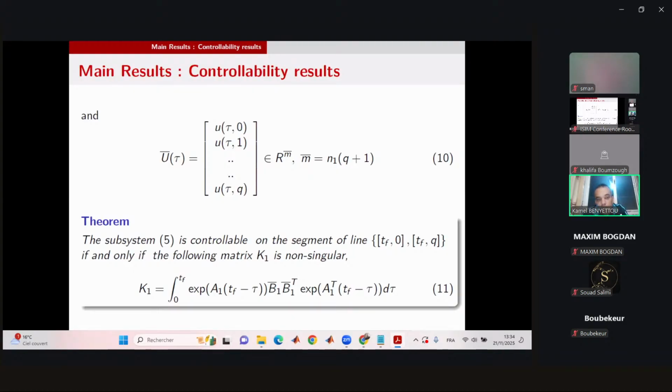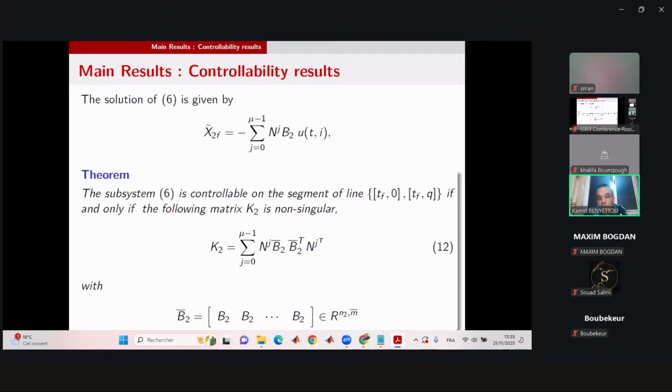First, we present our main theorem. Subsystem 5 is controllable on the segment line, if and only if the following Q1 is a non-singular matrix, which means it is an invertible matrix. Why must we assume that it is a non-singular or invertible matrix? Because in the minimum energy control problem, we must use the inverse of this matrix. So if this matrix is invertible or non-singular, then subsystem 5 is controllable.